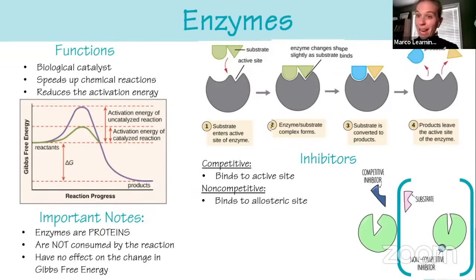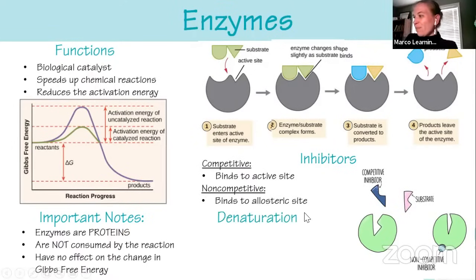If I remember correctly, cyanide would be considered irreversible. It's going to bind to the cytochromes within the electron transport chain to inhibit the binding of those electrons so that we won't see the reaction take place.